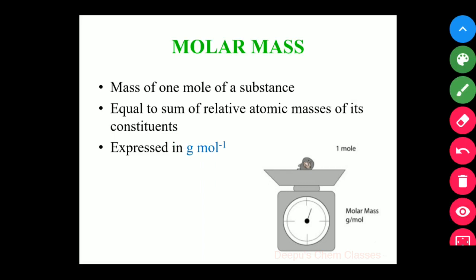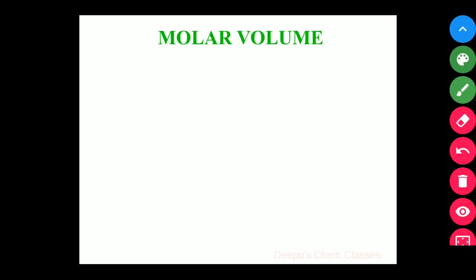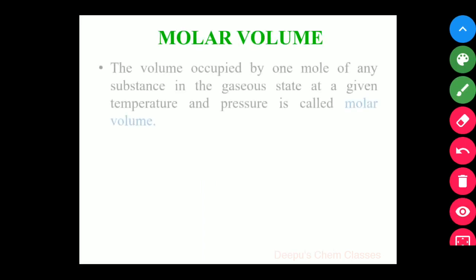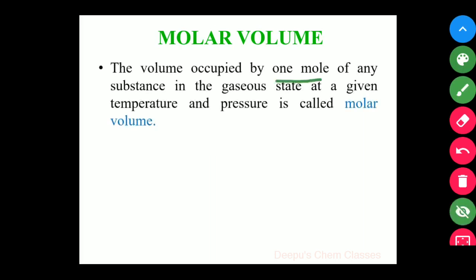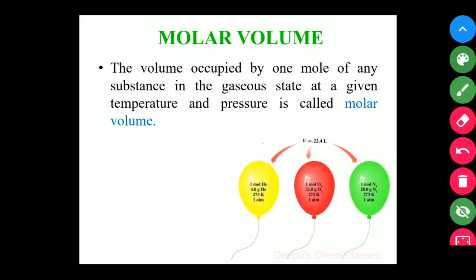Let us see the next concept, molar volume. Molar volume is nothing but the volume occupied by 1 mole of any substance in the gaseous state at a given temperature and pressure. For example, 1 mole of helium, 1 mole of oxygen and 1 mole of nitrogen contain the standard molar volume of 22.4 liter.